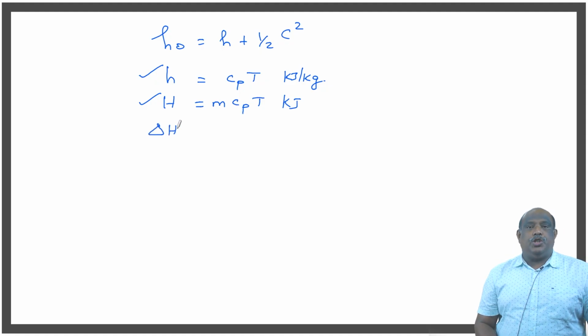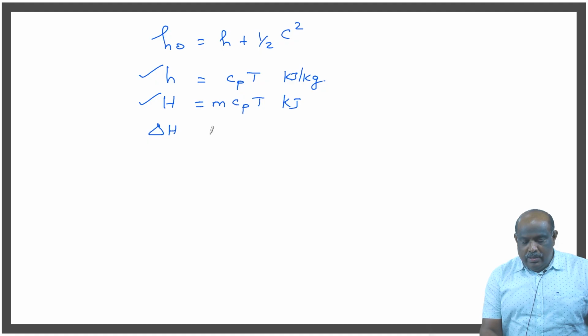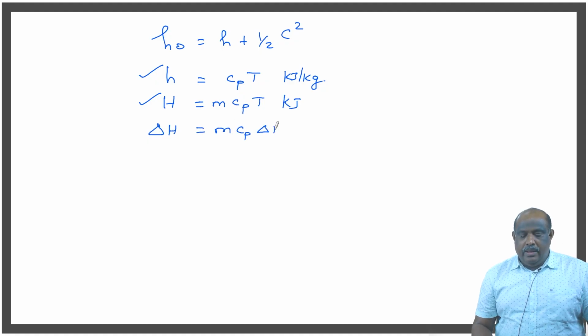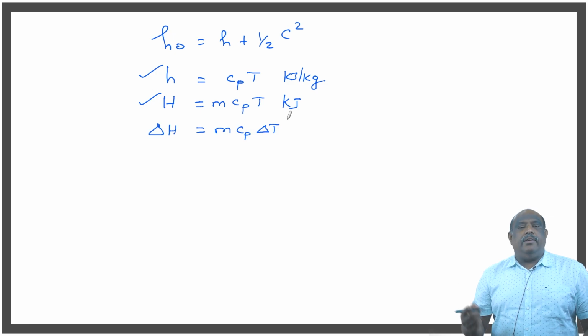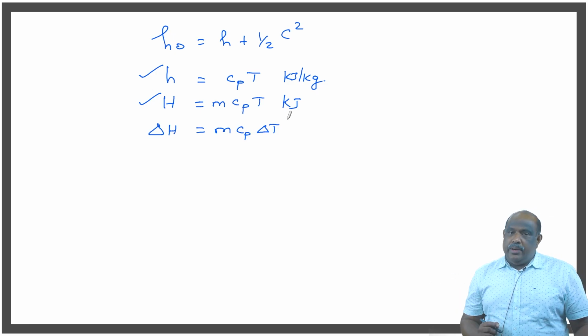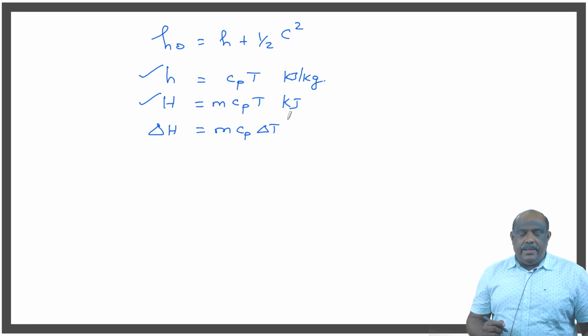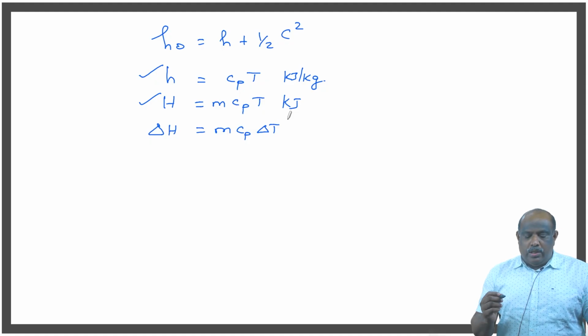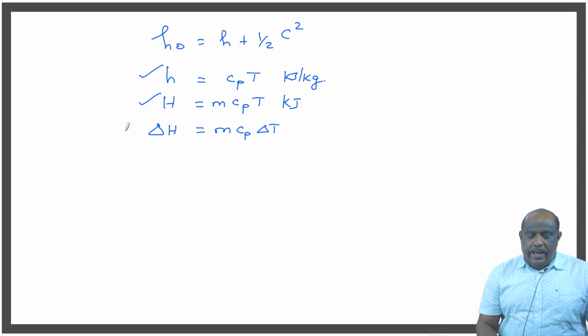Similarly, some students will ask a doubt: what is delta H? The formula is m Cp delta T. If there is a delta H, there is a delta T. What is delta T? T2 minus T1, final minus initial. So all the students should know the meaning of these three terms individually.